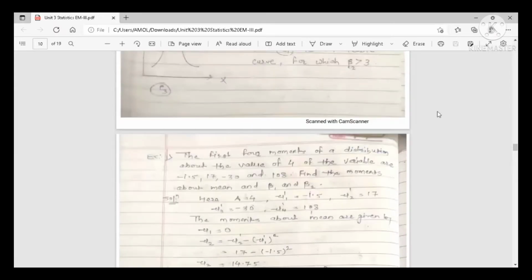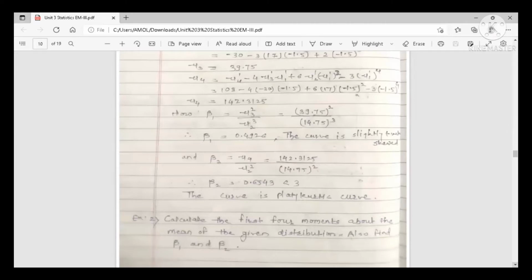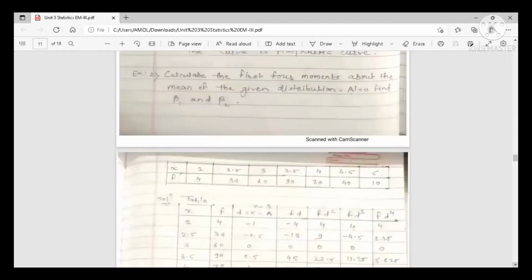Today's topic is examples on moment skewness and kurtosis. In the previous lecture also, I discussed some examples on moment skewness and kurtosis. Now one more example on moment skewness and kurtosis.